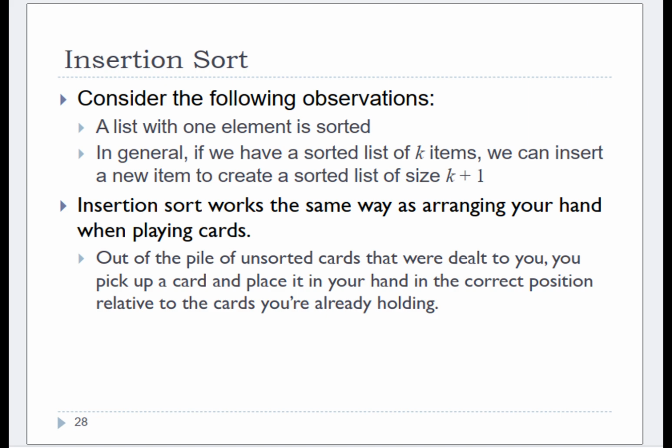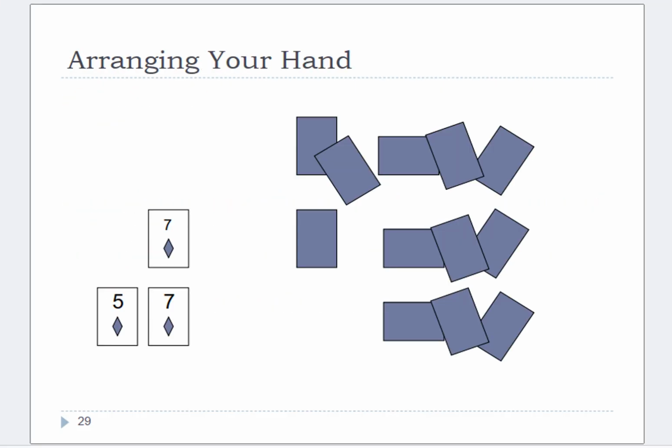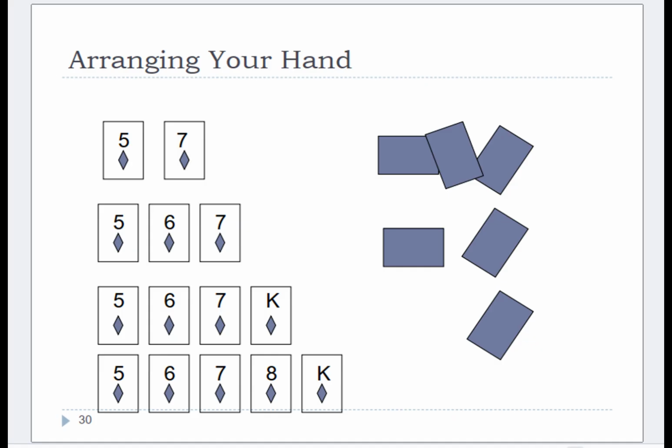Out of the pile of unsorted cards that were dealt to you, you pick up a card and place it in your hand in the correct position relative to the cards you're already holding. Arranging your hand: 7, 5, 7, 5, 6, 7, 5, 6, 7, 8.